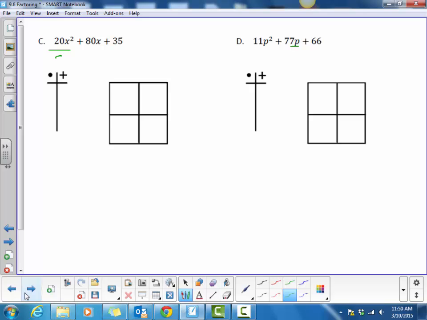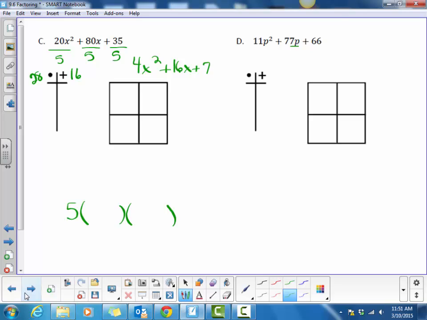So we can divide every single term by 5. Now, I'm dividing by a 5. The first thing that I'm going to do is write this down here next to my parentheses because I don't want to forget it when I'm all done, right? So 20x squared divided by 5 is 4x squared. 80x divided by 5 is 16x. And 35 divided by 5 is 7. Now, for my times plus chart, 4 times 7 is 28, and the plus side is positive 16. So what two numbers do I multiply together to get 28 that when I add them equals 16?